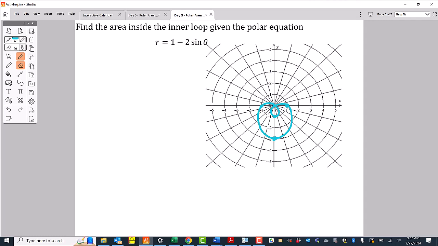All right, so looking at this one, if we want the inner loop, we need bounds that represent the inner loop. We have 1/2 integral, and then our equation, 1 minus 2 sine theta squared d theta. Similar to the rose curve, the inner loop starts and stops at 0. We have 1 coming in from this side, 1 coming out on this side, and that bounds the inner loop. There's our inner loop. So we need to find the zeros. Okay, easy enough, just like the rose curve.